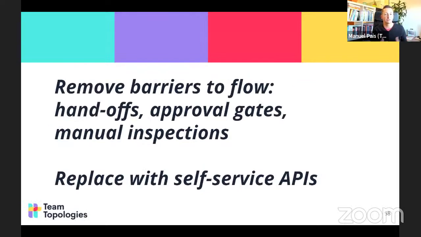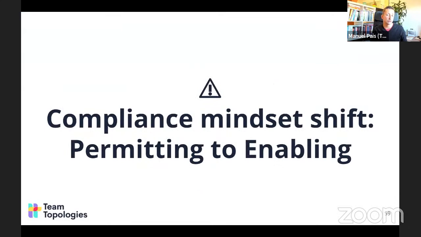In general, we want to remove barriers to flow in terms of handoffs or approval gates. If there's some entity in the organization that has to approve certain changes, how can we move those controls in a way that is more automated, more API driven, ideally in a self-service way? One of the things that often is needed if we want more business agility is a shift in compliance mindset: to stop being gatekeepers, seeing compliance as gatekeeping to changes to our systems and services, and actually take more of an enabling role. How do we enable stream-aligned teams to make the changes and be compliant at the same time, without having those gates and those kinds of wait times that we're used to?